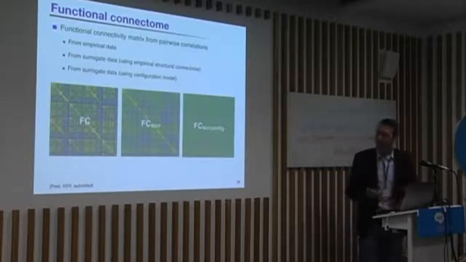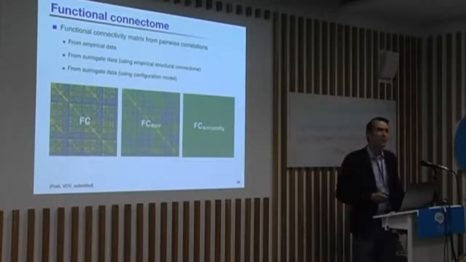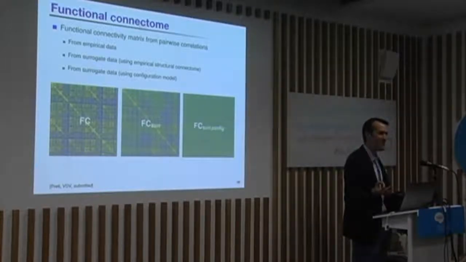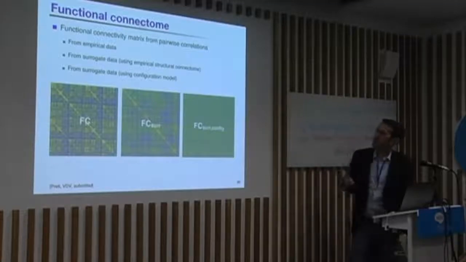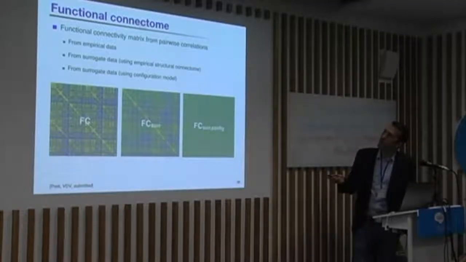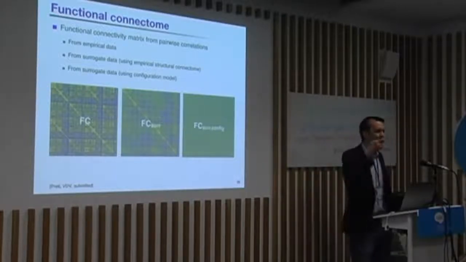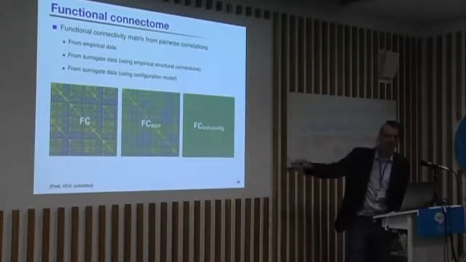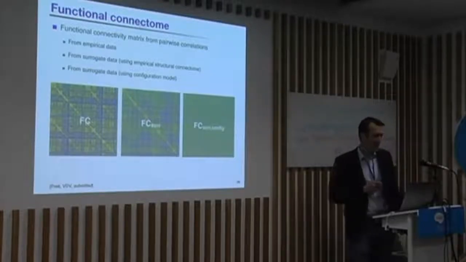Okay, so a simple thing you can do now is to compute, nevertheless, functional connectivity, not to build a graph model, but just as a measure. And this is what you get. So for original empirical data, functional connectivity looks like this. If you compute it from the surrogate data generated using the empirical structural connectome, it looks like this. And if you compute functional connectivity from surrogate data but generated using the configuration model, you get something like this. So what does this mean?